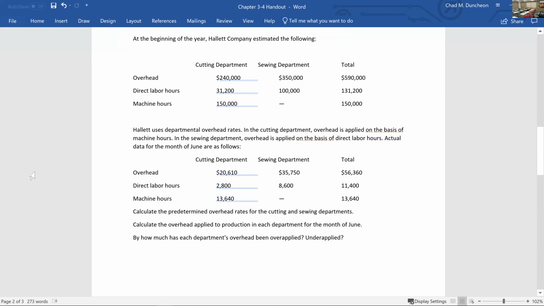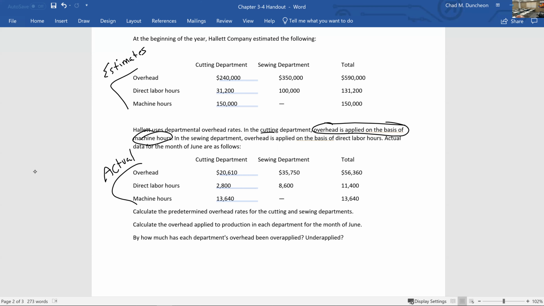All right, here is a big question. Again, here we want to note these are our estimates. Anytime we're going to figure out any rates, we're going to use our estimates. And down here, we have some actual numbers. What other information do we need to know? For the cutting, machine hours, and for the sewing, direct labor hours. So we're going to have multiple rates here, one for each of our departments.